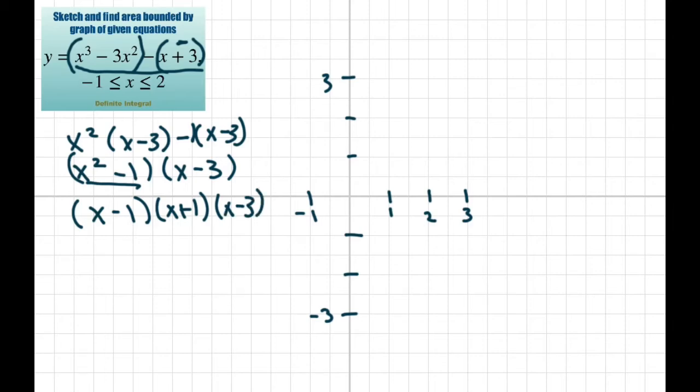Now we're doing that so we can get all our x-intercepts. If you set this to 0, our x-intercepts are at -1, 1, and 3. Also, our y-intercept is going to be at 3. So there's a y-intercept there. And we already have -1, but we have to figure out 2.